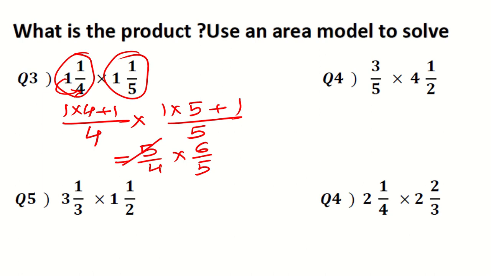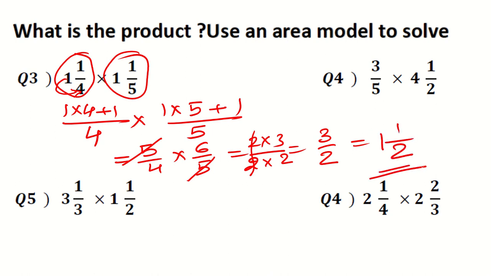You can see 5 is up, 5 is down, cancel. 6 can be written as 2 into 3 and 4 can be written as 2 into 2. So 2 is cancelled. Answer will be 3 over 2. Convert it into mixed fraction. Why? Because numerator is bigger than the denominator. So 1 and 1 over 2 will be the answer.